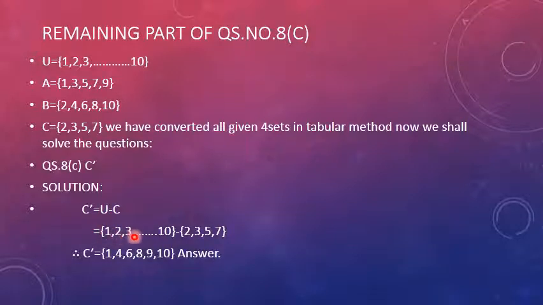In the second last step I have written all elements of 10, then the elements of C are 2, 3, 5, 7 and in between the two sets the sign of difference or minus. After deducting all 4 elements from the universal set, that is 1 to 10, the final answer of C complement is 1, 4, 6, 8, 9 and 10. Now here I have shown the steps of finding C complement. Now you have to do 8A yourself, that is A complement.